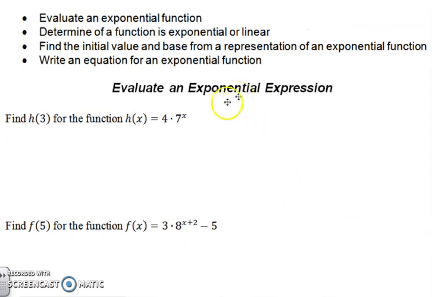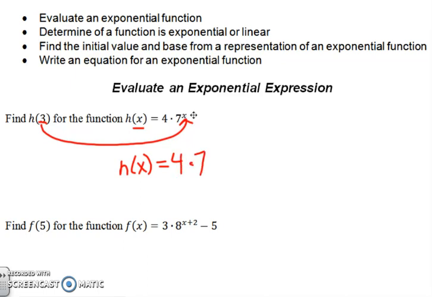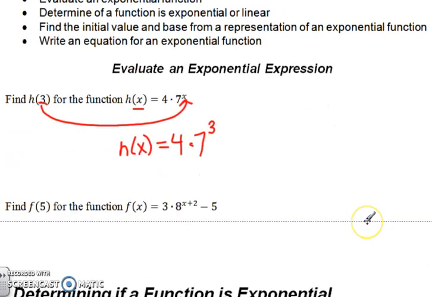So when you evaluate, that means you're going to substitute in a number. So I need to substitute 3 in for x, and so everywhere I see that x, I'm going to put a 3. So I would have h of x equals 4 times 7, but I need to raise it to the third power. Okay, how you would type that in your calculator is with this little arrow button.